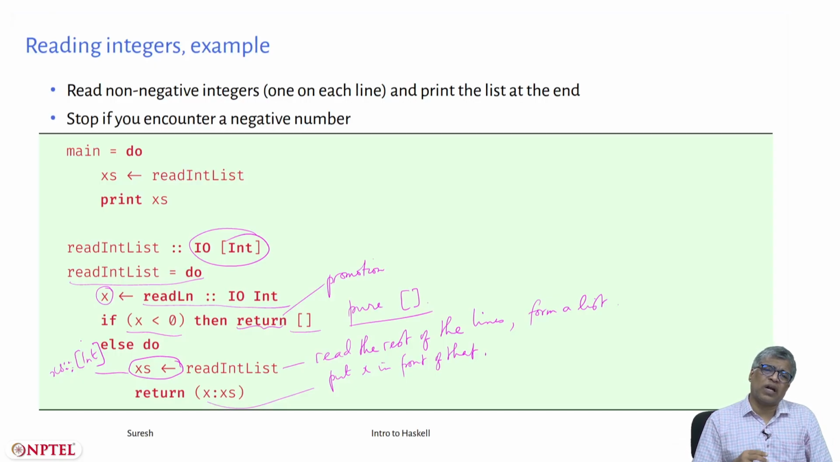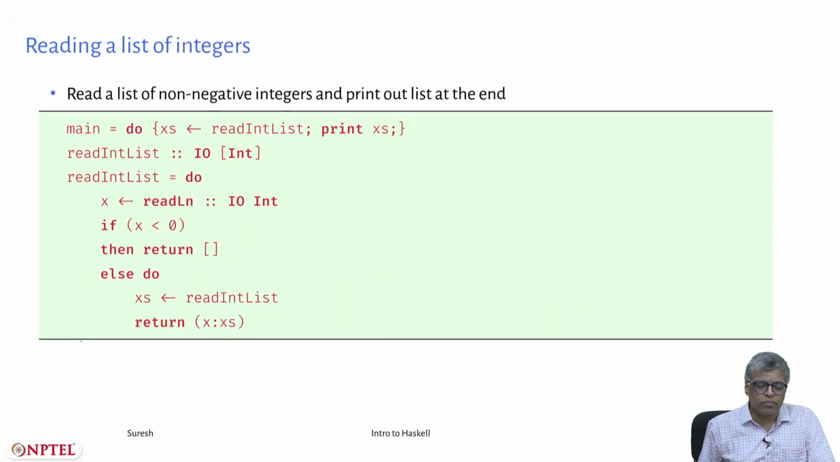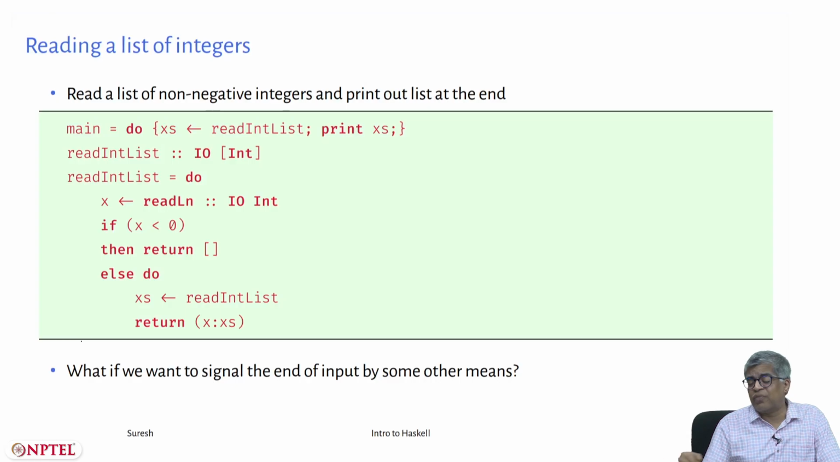But there is something slightly uneasy here. Every time I am saying, read non-negative numbers, and the moment you encounter a negative number, you exit. This is not the most satisfactory. What if you want to signal the end of input by some other means? Okay, there are various other ways in which things might end. Basically, maybe it is because you have run out of data.